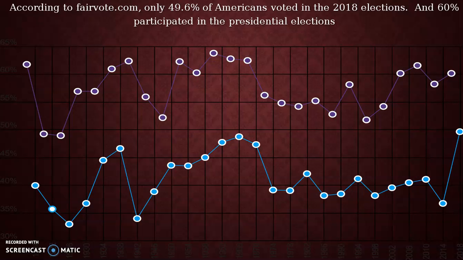Now they have their introductory slide. They're catching our attention. It says here, according to fairvote.com, only 49.6% of Americans voted in the 2018 elections, and 60% participated in the presidential elections. That's a pretty interesting statistic because it's not that high. We should have 100%. But this is an example of a good catch slide. It catches your attention.